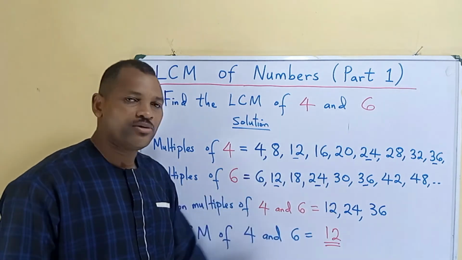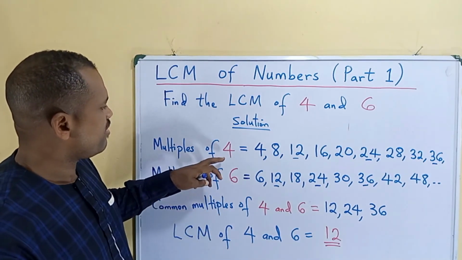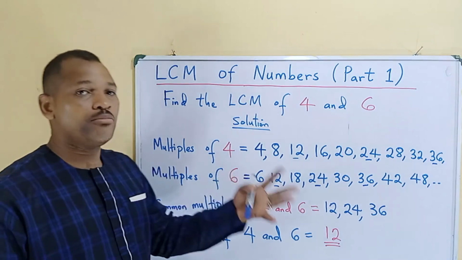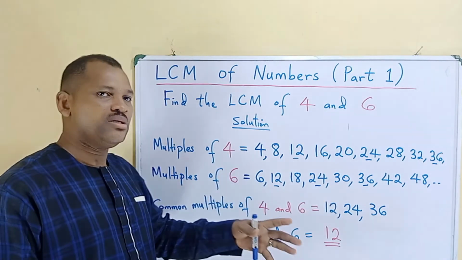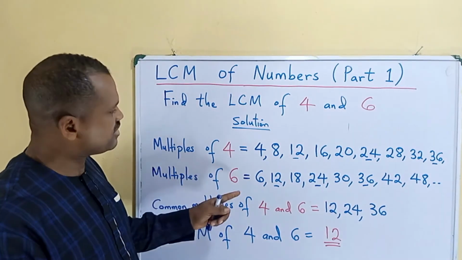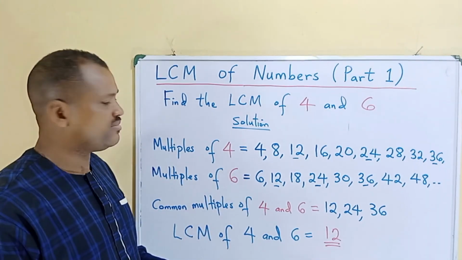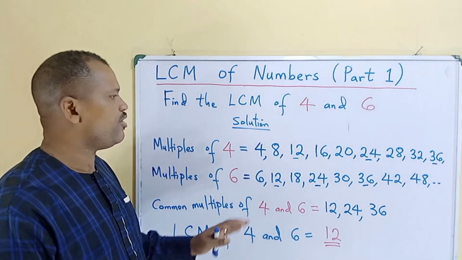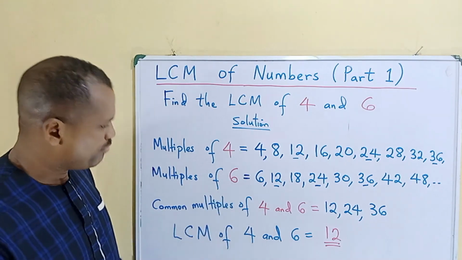So this is the method for new beginners. If you are asked to find the LCM of bigger numbers, there are other methods to make that work easier. Because if you use this method for bigger numbers, it will consume much of your time. So that is one of the limitations of this method. But it is very okay for new beginners.